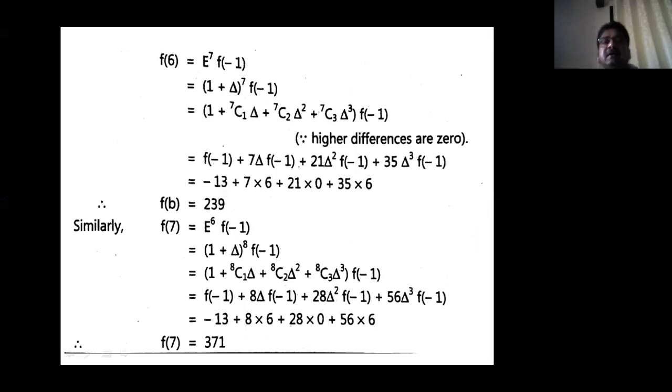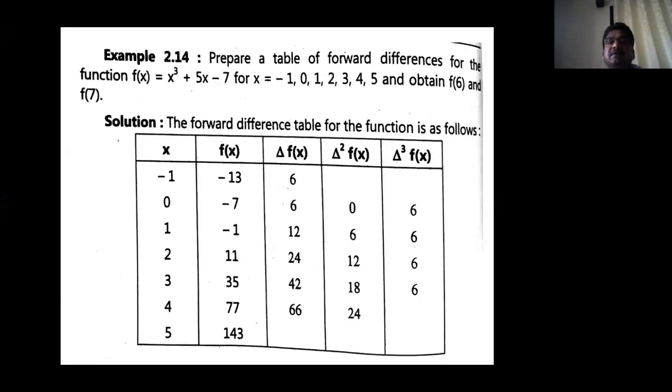So we have to find the value of f(6). What is E raised to 7 of f(-1)? That is, shift the point -1 to 7 places. If we shift the point -1 to 7 places, then what do we have? -1, 0, 1, 2, 3, 4, 5.